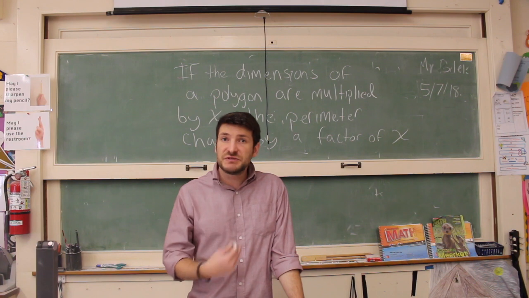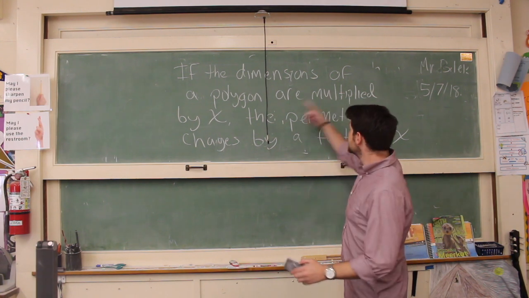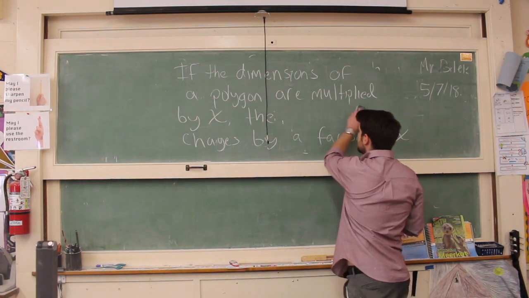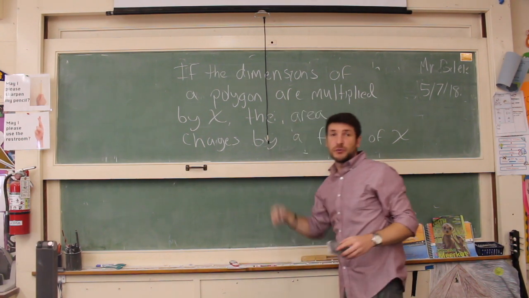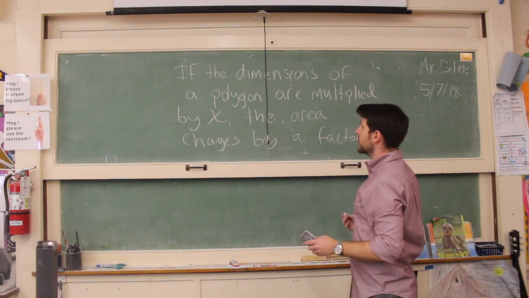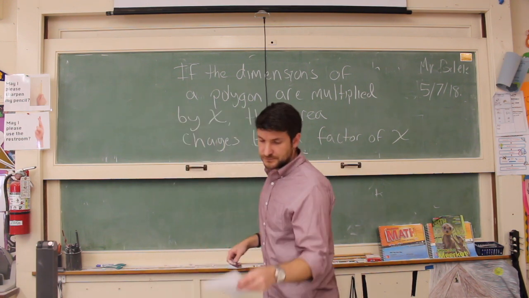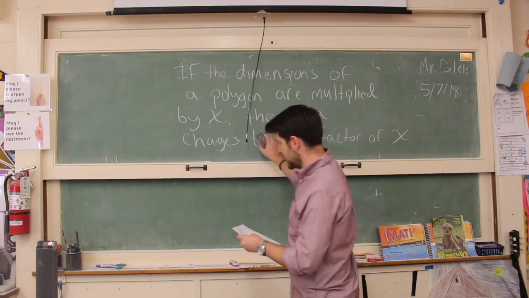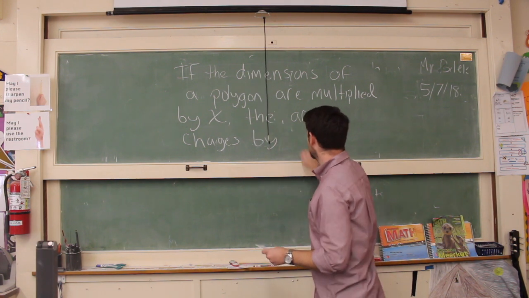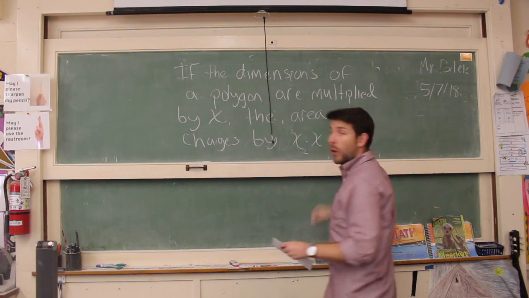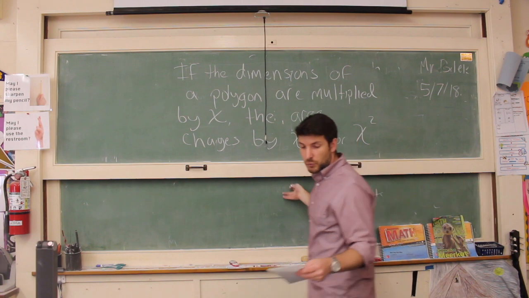But my rule for area, as we saw before, is a little bit different. So let's take a look. Now, we can see what happens with perimeter, but if we switch it out for area, if the dimensions of a polygon are multiplied by x, the area changes by x times x, or as we like to call it, x squared. Let me explain what that means with an example.